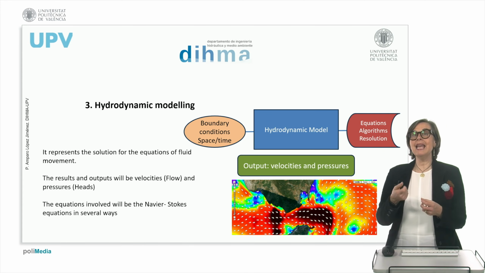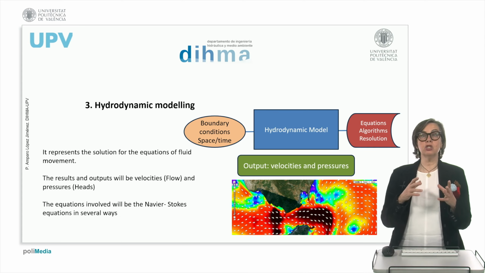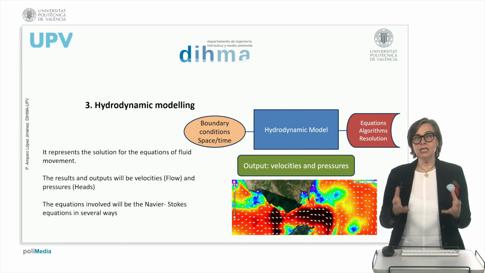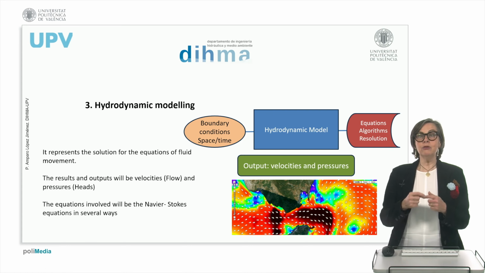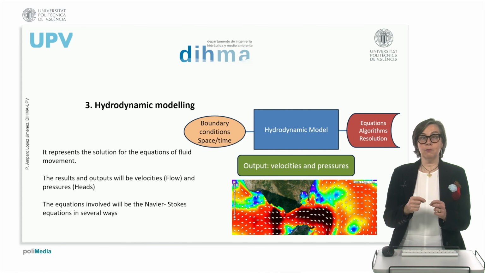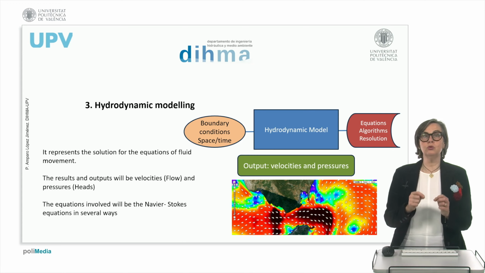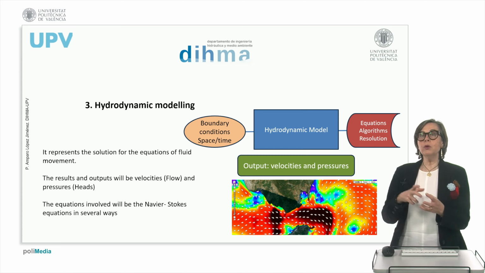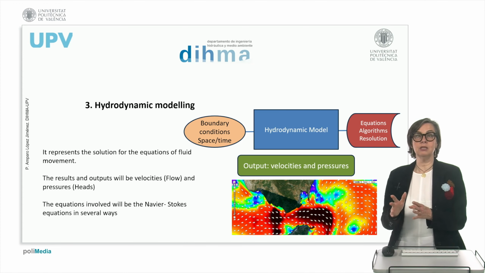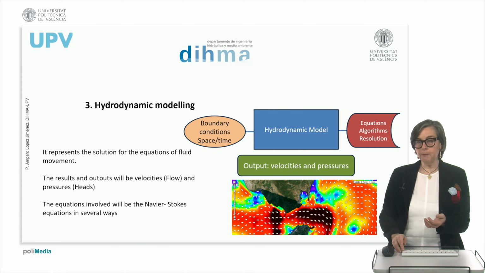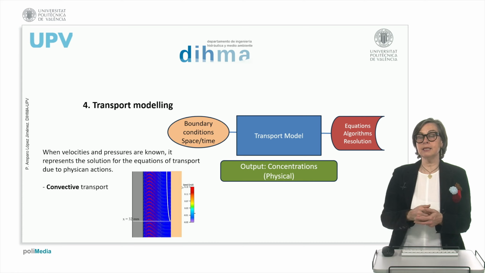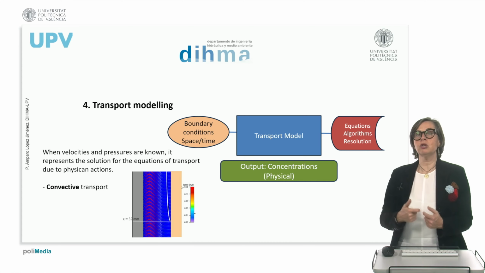Hydrodynamic modeling takes into account the spatio-temporal boundary conditions of the location of the problem: boundary conditions of velocity, flows, pressure, temperatures, and so on. Solving the equations of the hydrodynamic model, which are normally related to Navier-Stokes equations, representing the main movements inside fluids, we will have velocities and pressures. This is the output of this part of the model. With these velocities and pressures considered as an inlet, we will go to the transport model.